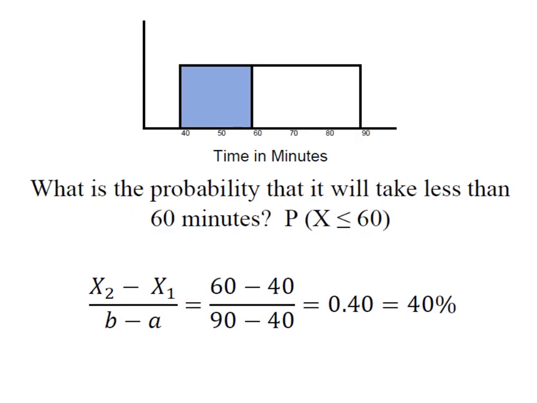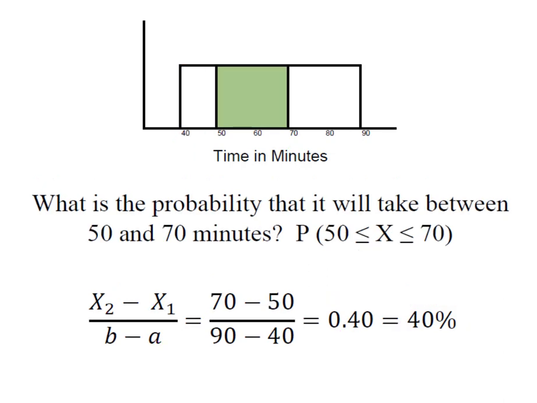All right, so now we want to know, well, what is the probability then that it will take them less than 60 minutes? So here's my 60 minutes. I want to know the probability of less than, and I know the least amount of time it can take is 40 minutes, because beyond 40 there are no probabilities. So we're just simply going to say probability that X is less than or equal to 60. So 60 is my X2, 40 is my X1. So I'm going to take X2, 60, minus X1 of 40. And then remember B minus A. And we remember that those were the boundaries of our interval. So I take 60 minus 40 divided by 90 minus 40, comes out to 0.40, or there's about a 40% probability that someone will be able to pressure wash their driveway in less than 60 minutes.